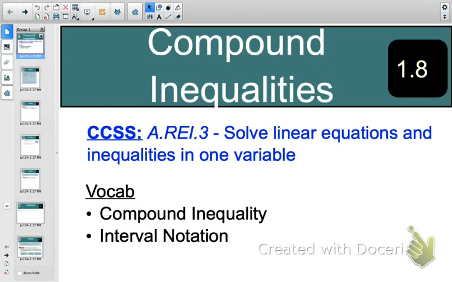Heyo, we're back for some more inequalities. Today we're talking about compound inequalities. So this is going to be part 1 of this 1.8 series. We're going to split this into 2 parts. Okay, so today we're going to be talking about compound inequalities. The next video we'll be talking more about interval notation. It's the same Common Core state standard. Solve linear equations and inequalities on variable.